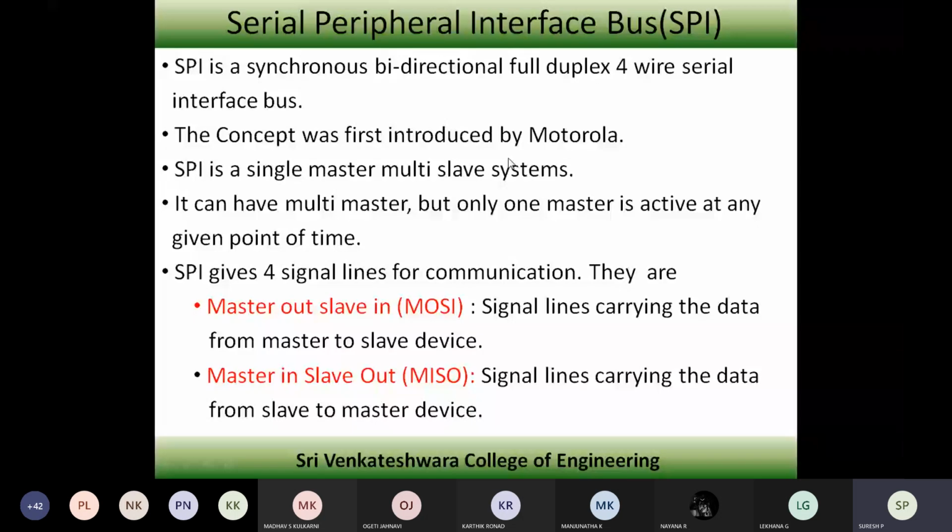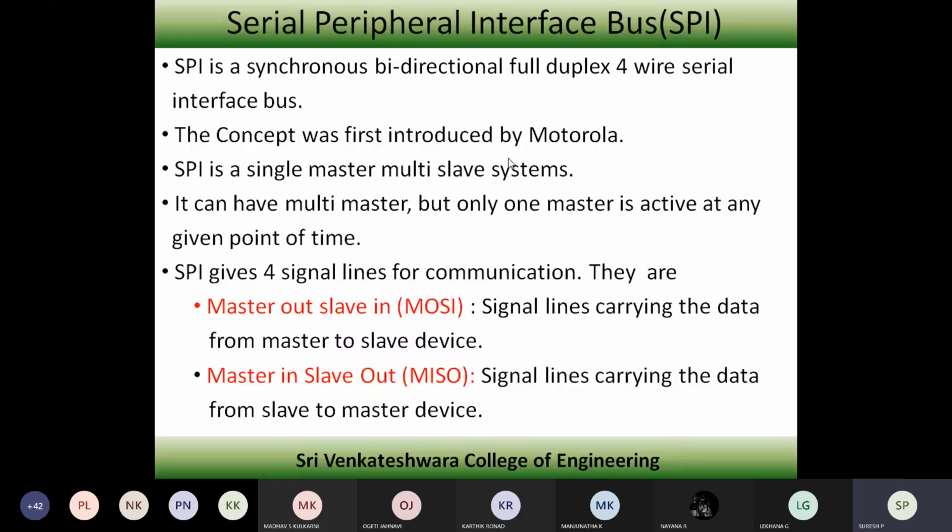So next is your Serial Peripheral Interface bus. It is a bidirectional, full duplex bus with a 4-wire serial interface. It is bidirectional because both the slave and master can transmit and receive data simultaneously. Full duplex means the data transfer happens to and fro simultaneously between the transmitting and receiving ends.